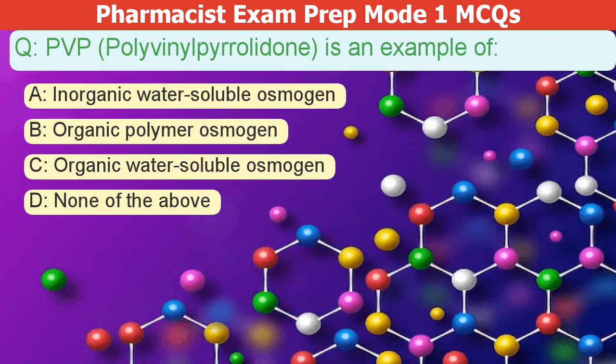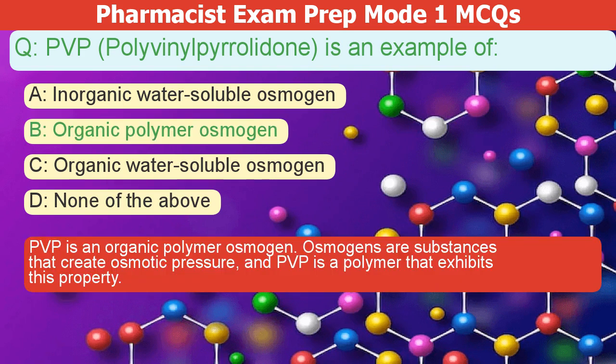PVP, polyvinyl pyrrolidone, is an example of A. Inorganic water-soluble osmogen. B. Organic polymer osmogen. C. Organic water-soluble osmogen. D. None of the above.